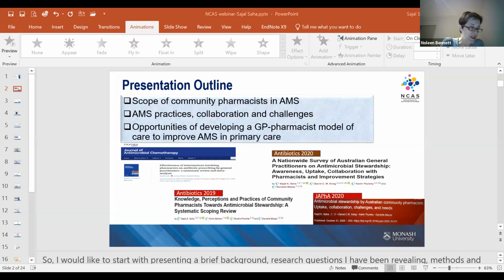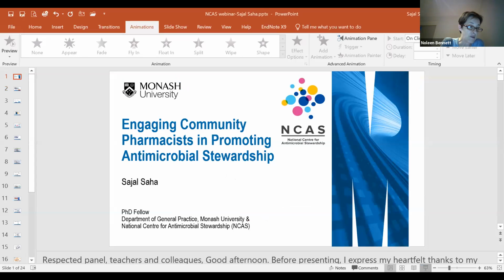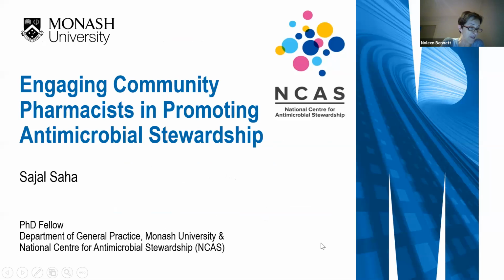So Sajja Saha is an academic pharmacist and a UK Commonwealth Scholar. He is a PhD Fellow of the Department of General Practice of Monash University and NCAS. His research focuses on how to develop a feasible GP pharmacist care model to optimise antimicrobial use in Australian primary care. The title of his presentation is Engaging the Community Pharmacist in Promoting Judicious Antimicrobial Use. Thank you.